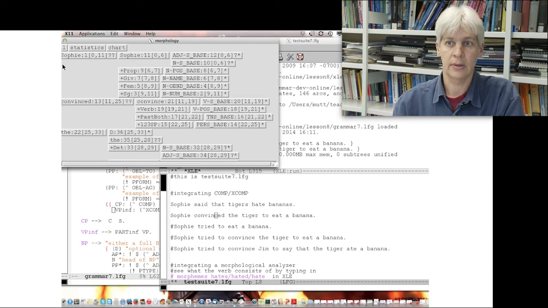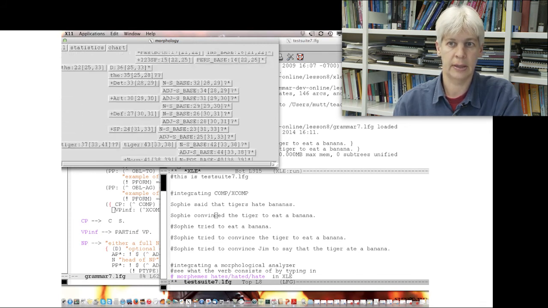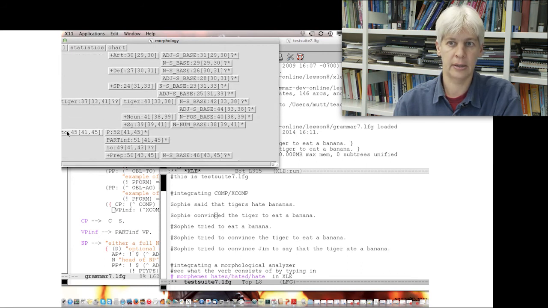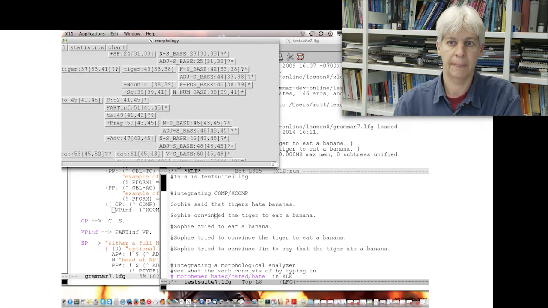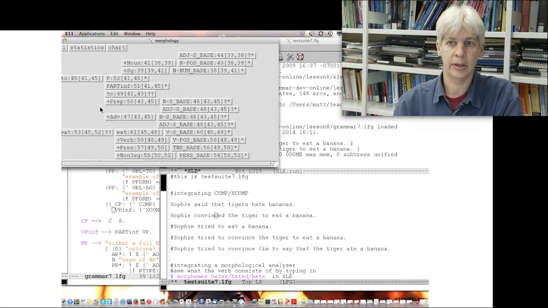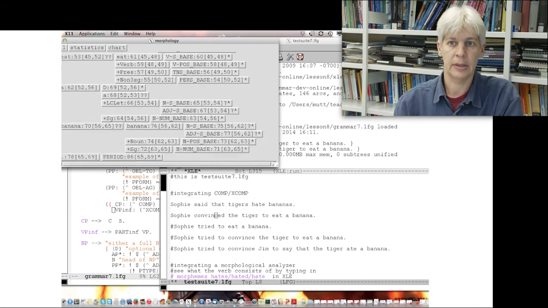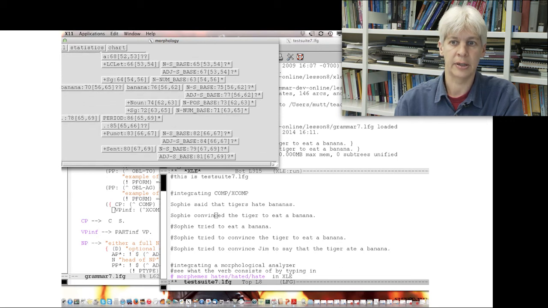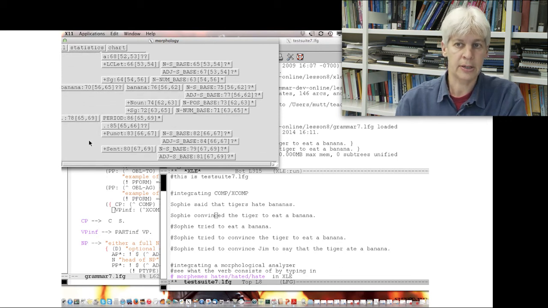So let's look through this. Sophie seems okay. It's a noun. Convinced is a verb. That's fine. The is a determiner. So I'm just checking whether it can actually do all the words. Tiger, it's finding, it's a noun, good. To can be a preposition, we just changed that, and a part infinitive, that's good. It's also coming out of the morphology, but we're not using that. Eat is coming out of the morphology, it's a verb, that's good. A is a determiner, it's also coming out of the morphology, we're not using it, we're using our own version. Banana is also coming out of the morphology. And it finds the punctuation. So it figures out what all the words are.